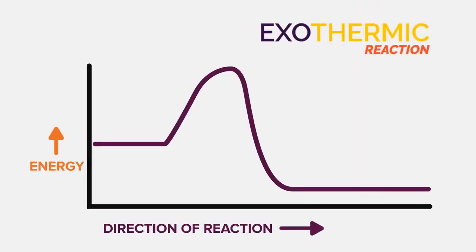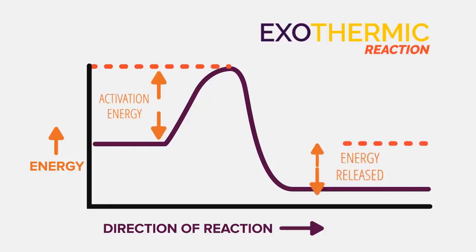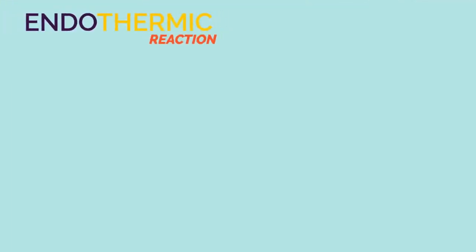Because in exothermic reactions, energy is given out to the surroundings, this means that the energy of the reactants is higher than the energy of the products, hence the energy curve for exothermic reactions will look like this. Now let's have a look at endothermic reactions.